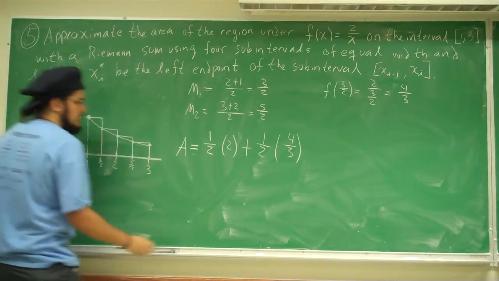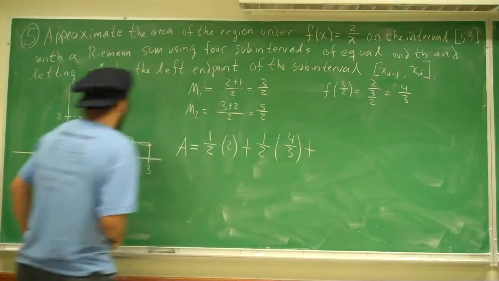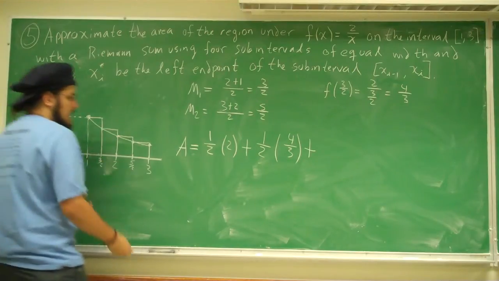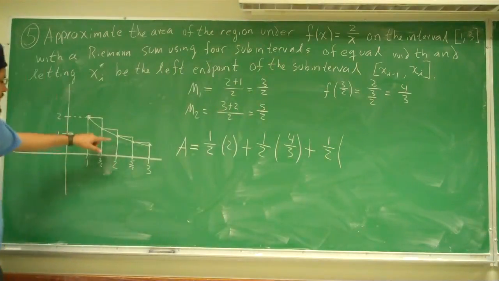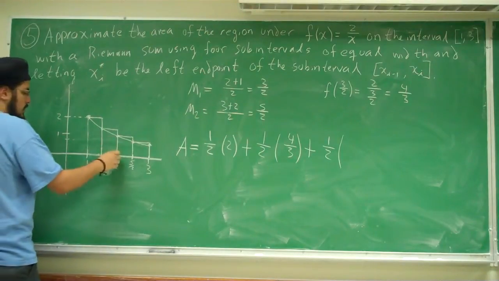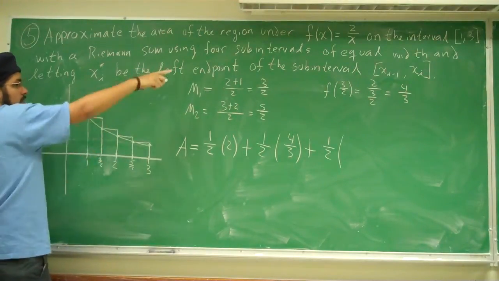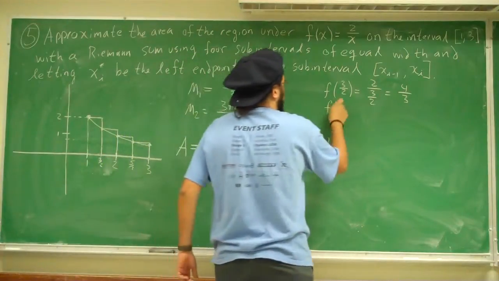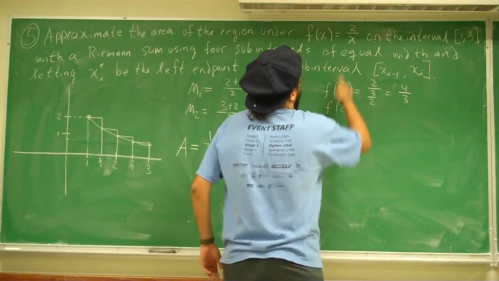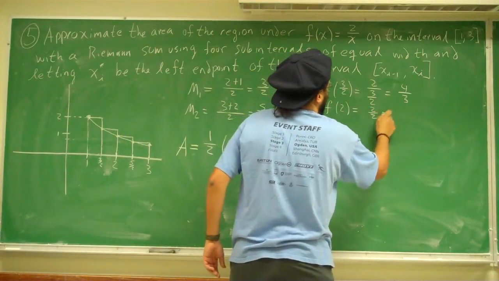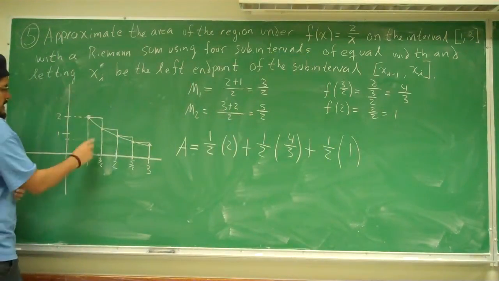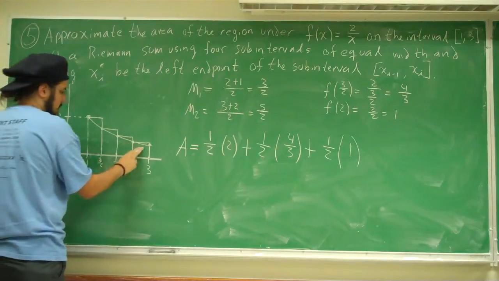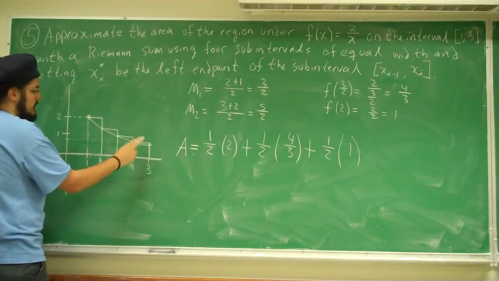Now we have to add it to the area of this rectangle. So what's the area of that rectangle? Well, the width is 1/2. And now the length, same thing. We're going to plug in 2 into the function. So f of 2 is what? 2 over 2, 1. So we have 1/2 times 1. So now we have the area of this plus this plus this. We're missing this area.